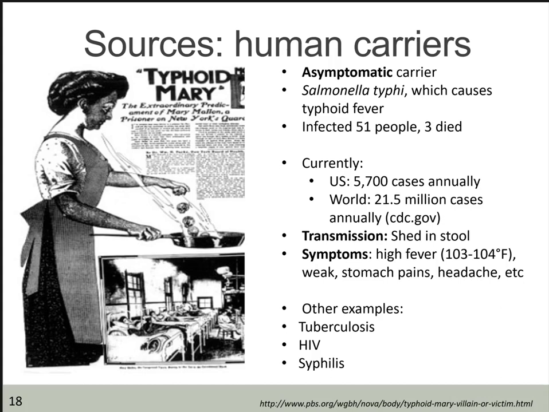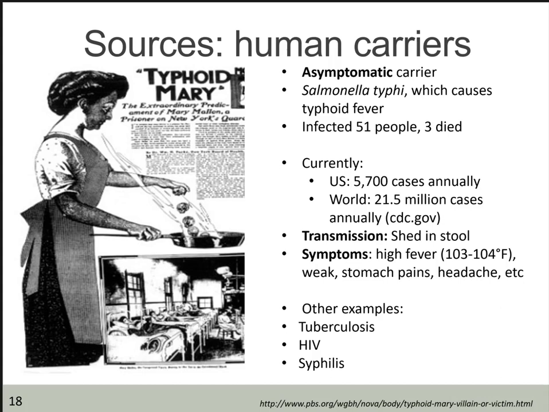Currently, for Salmonella typhi, there are over 5,000 cases in the United States on an annual basis, and over 21 million cases in the world. This is transmitted by shedding in the stool. So in this particular case, Typhoid Mary would use the bathroom, not wash her hands properly, and then fecal matter would be transferred from her hands to the food. Symptoms include high fever, weakness, stomach pains, headaches, and other symptoms.